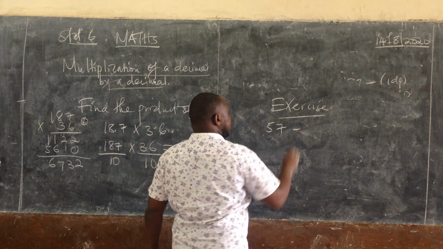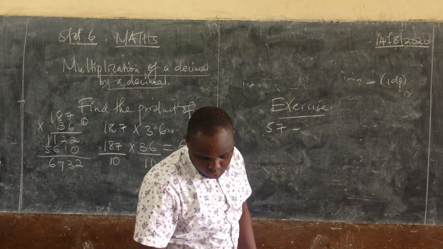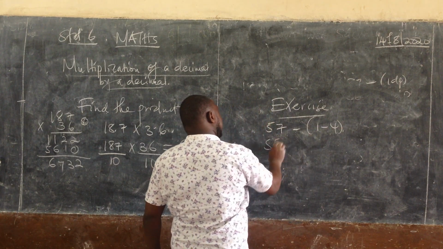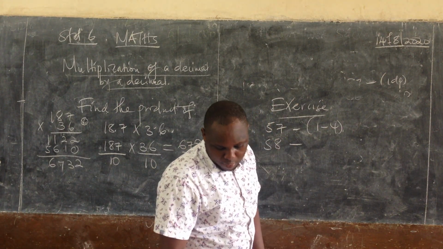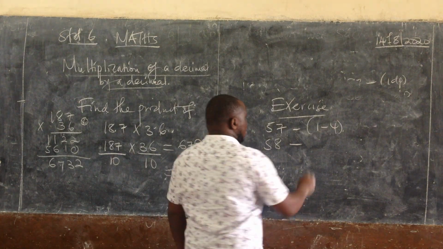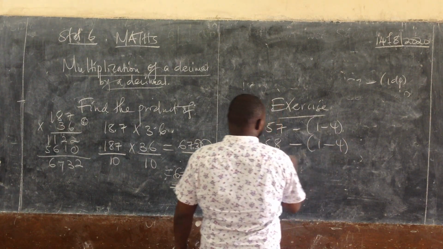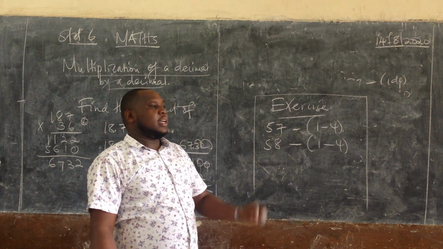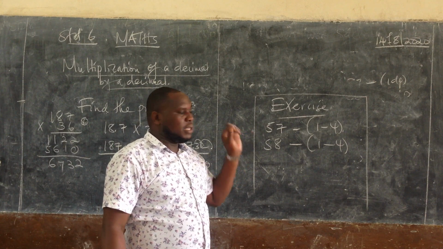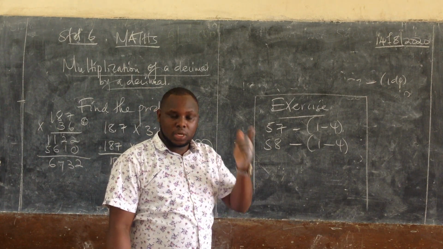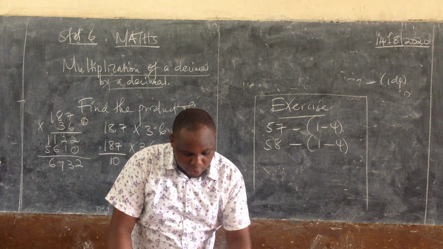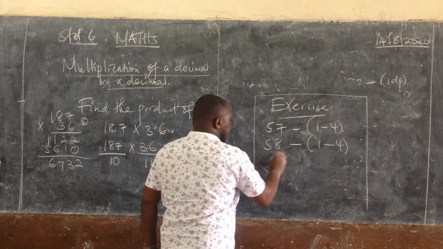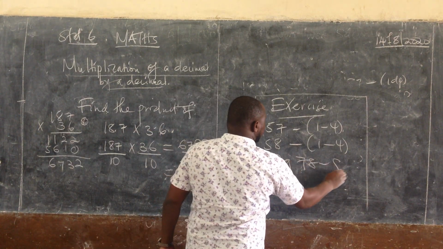Exercise 57 asks questions from number 1 to 4. Then exercise 58 also asks questions from number 1 to 4. If you are able to do these questions well, there's no way you can miss a question on multiplication of a decimal by a decimal. That work is found on page 78 through 80.